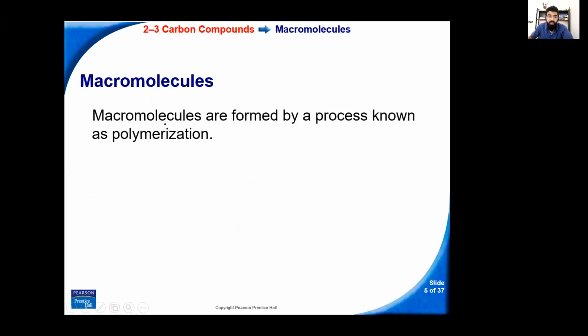Macromolecules. What does it mean, macromolecules? Macro means big or giant. Macromolecules are the big molecules. These macromolecules are formed by a process known as polymerization. Let's understand this word.